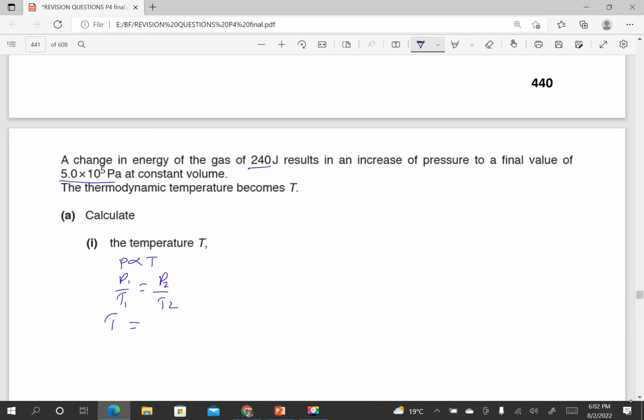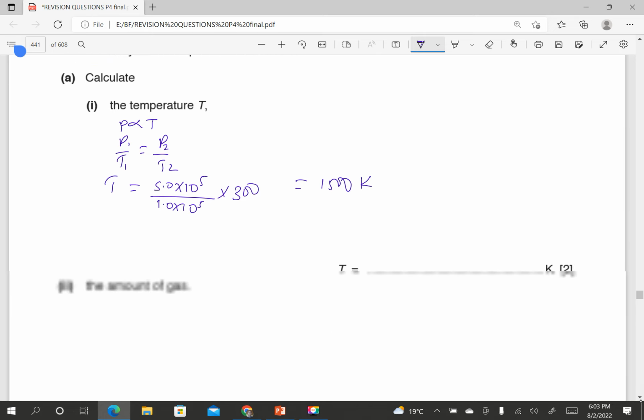I want to find T2, so I need pressure P2, which is 5.0 times 10 power 5, divided by pressure P1, which is 1.0 times 10 power 5 from the above diagram, then times the temperature T1. T1 was given as 300 Kelvin, so this will be times 300. So that is 5 times 300. I don't need a calculator for this. This is 1500 Kelvin. Therefore, we can conclude that the temperature T2 is 1500 Kelvin.